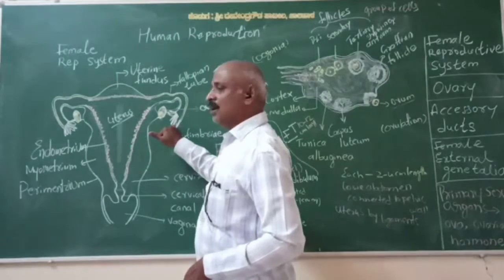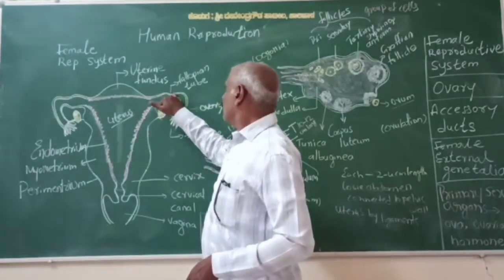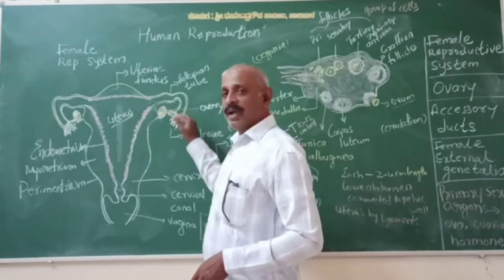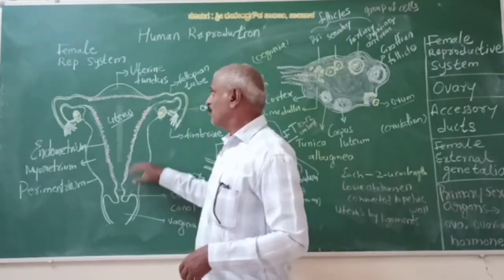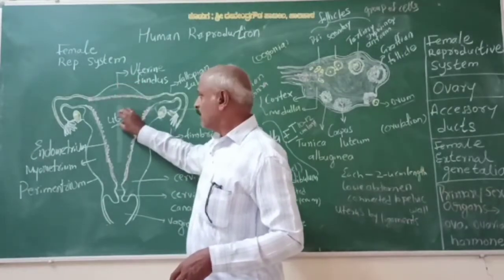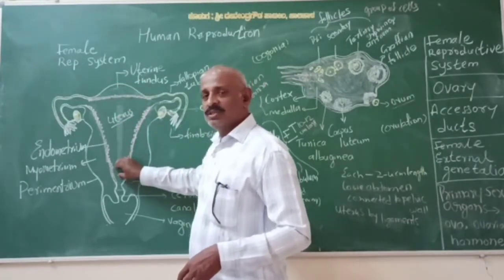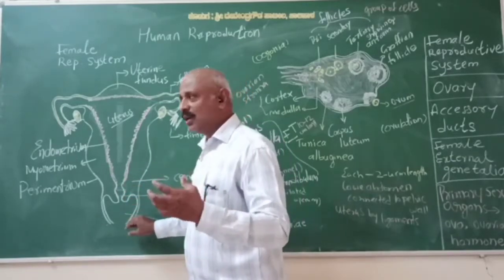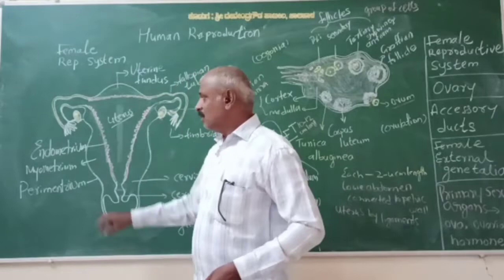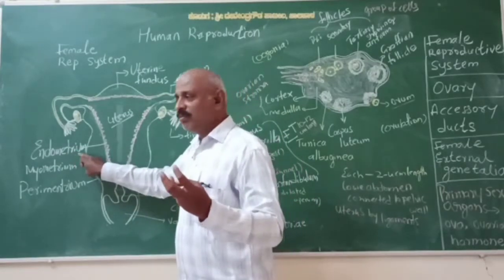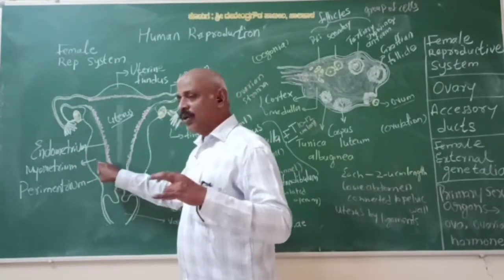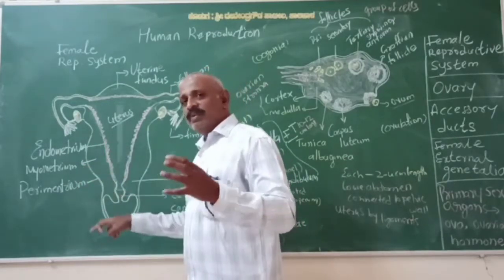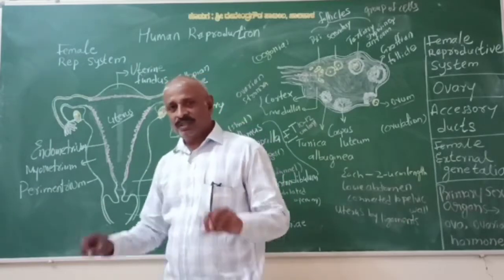Ovaries, fimbriae, isthmus, ampulla, infundibulum, combined together, form the fallopian tube. Then the uterine fundus, uterus, cervix, and the cervical canal opens into the vagina. It is very clear. The walls are the endometrium, the inner one, the myometrium, and the perimetrium. The endometrium thickness is always varying.